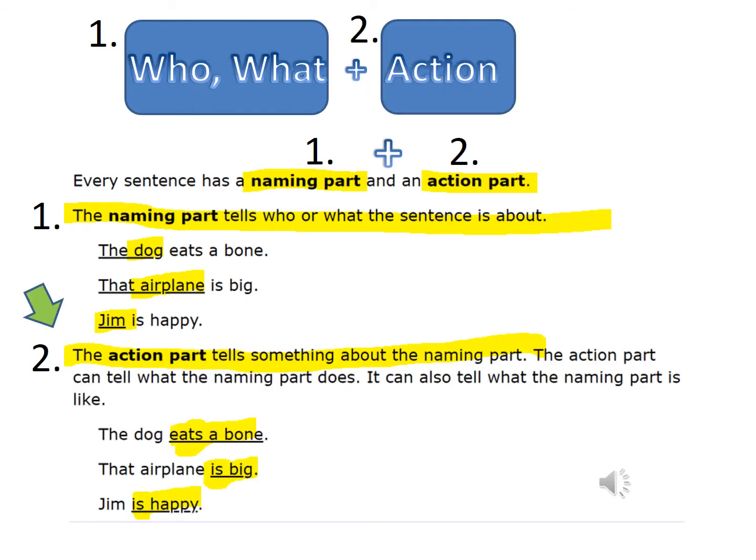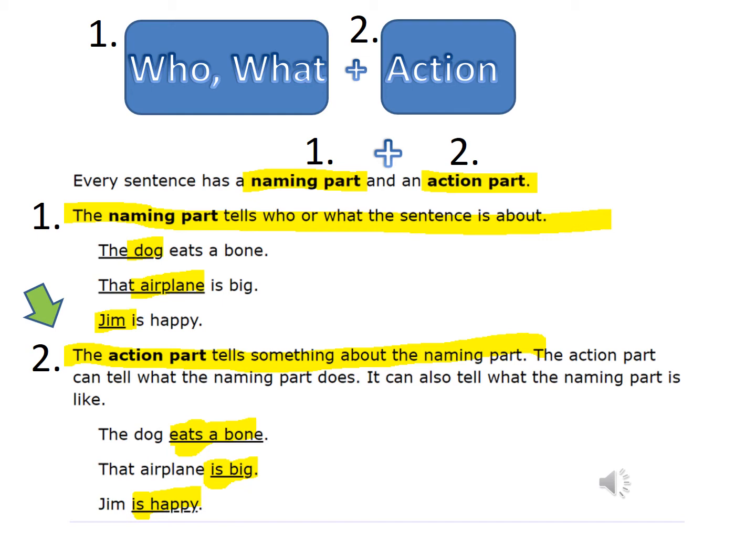Now let's take a look at the second part. Every sentence has a naming part, that's the first part, and an action part. The action part is the second part. So let's skip down to where the green arrow points to number 2. The action part tells something about the naming part. The action part can tell what the naming part does. It can also tell what the naming part is like.